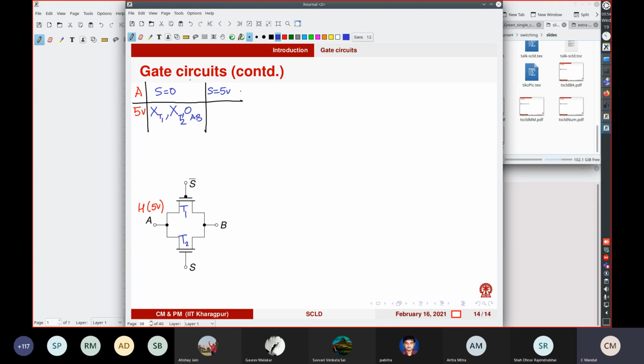And consider the other case when S is at 5 volts. So if S is at 5 volts, here this S bar is at 0 volts, let us say. So this is at a low voltage. So here you have a channel. And similarly, here you have a channel. This one is at 5 volts. This one is at 0 volts. Just 1 minute.